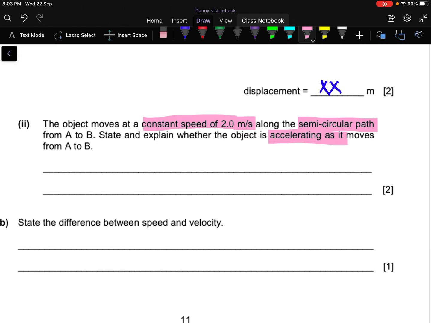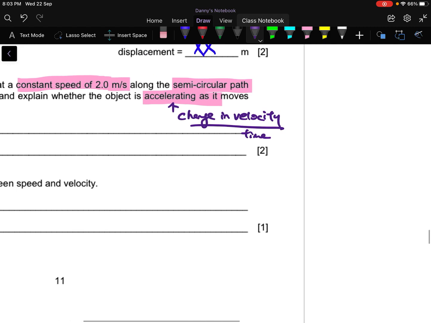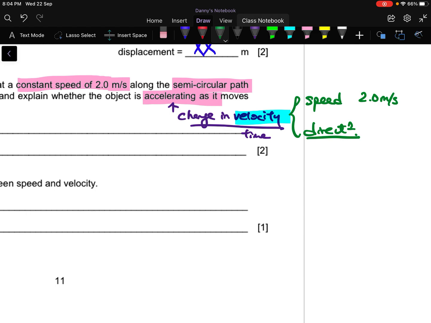Then the next question, they are saying that the object moves at constant speed along a circular path, and they are asking you if it is accelerating. So first thing you need to know is what is accelerating. Accelerating means there is a change in velocity over time, right? And you should also know that velocity consists of two parts, the speed itself and the direction. So if there is no change in speed, you still need to check if there is a direction change or not. So when you are moving in a circular path, are you changing direction?